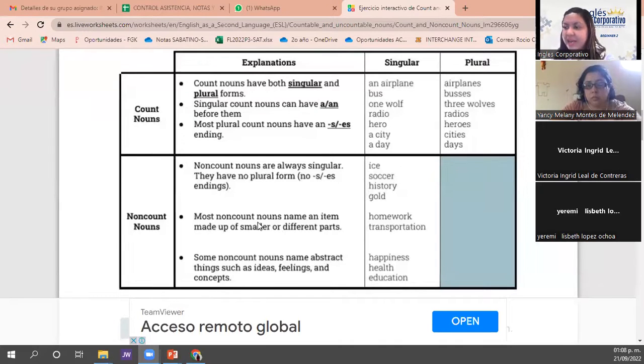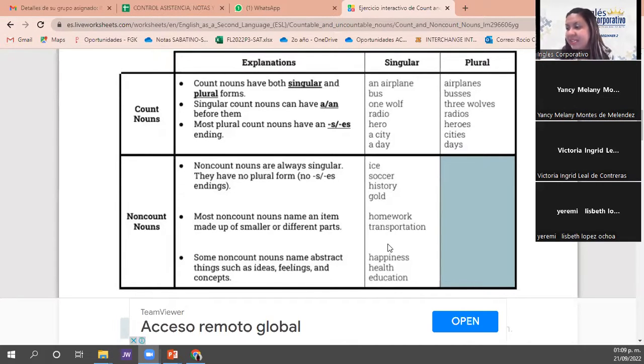And when it says here that non-count nouns name an item made out of smaller parts, for example, homework, you can have homework from the English subject, from math, from science, from other subjects, but overall, it's only homework. You don't say homeworks, it's only homework. And the same with transportation. In general, it can be about private buses or sea transportation, etc., but in general.